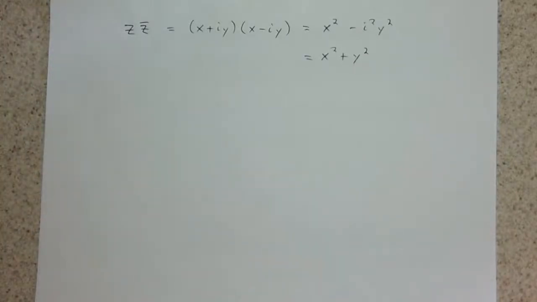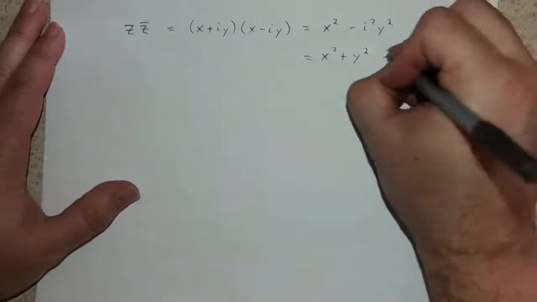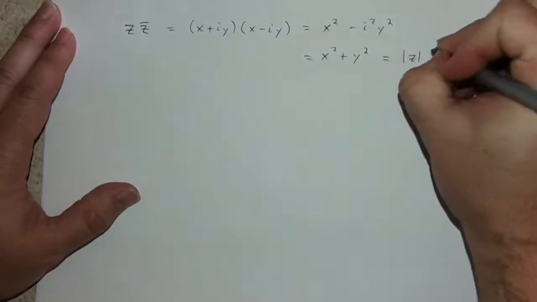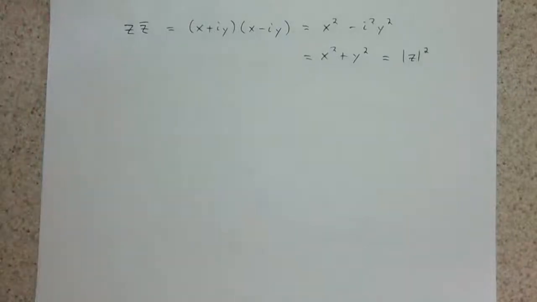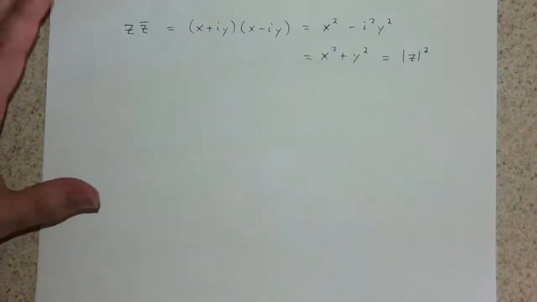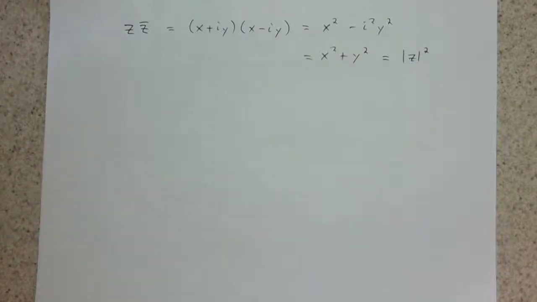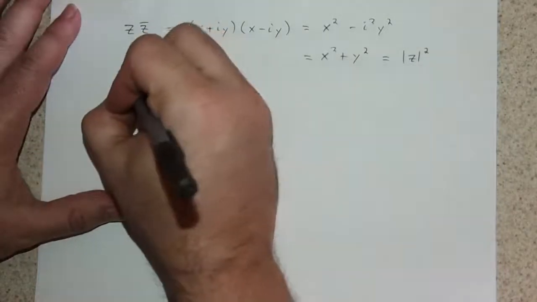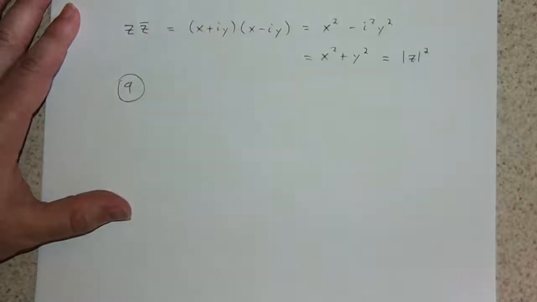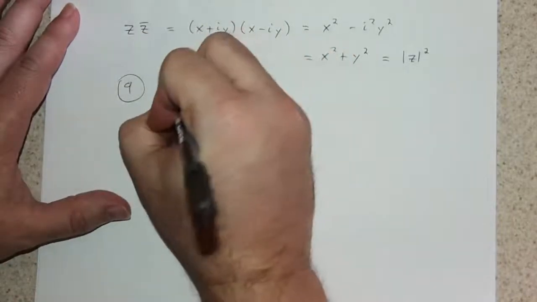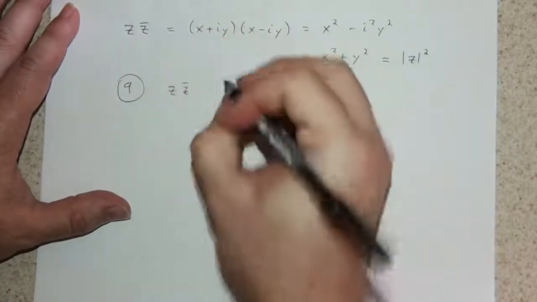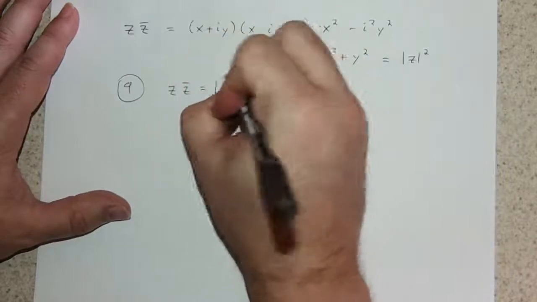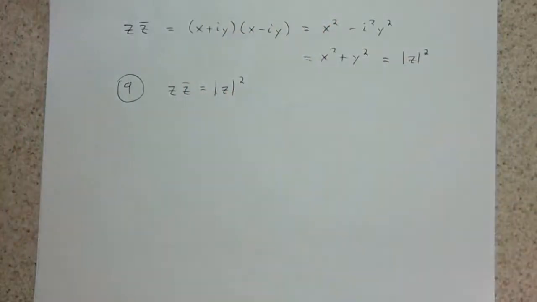What is x squared plus y squared? Well, that's just the modulus of z squared. And it's starting to come together. And so, we have the following fact. What was my last fact? Number 8. So here's fact 9 in this running fact list. Z times z bar is equal to the modulus of z squared.